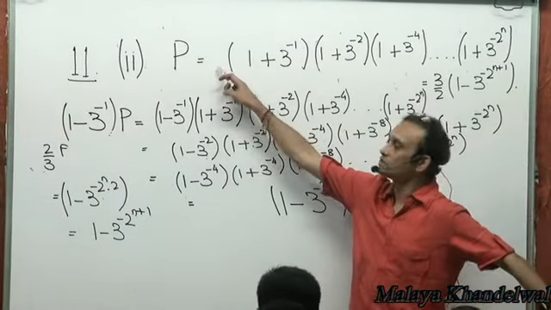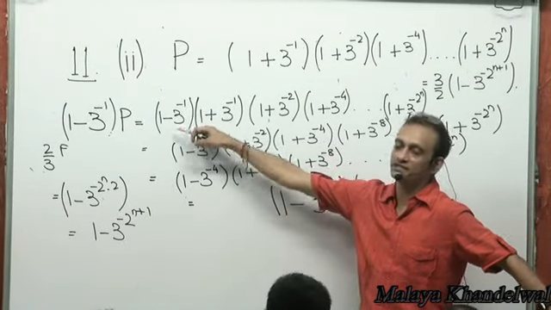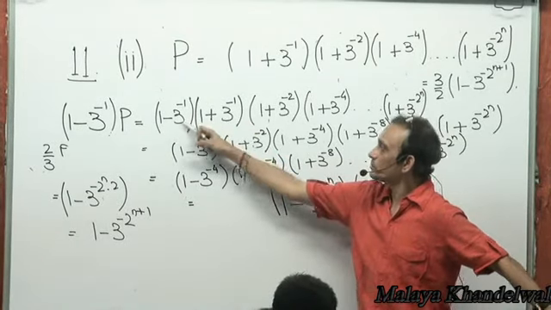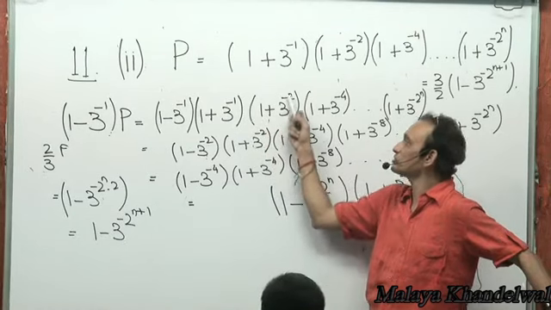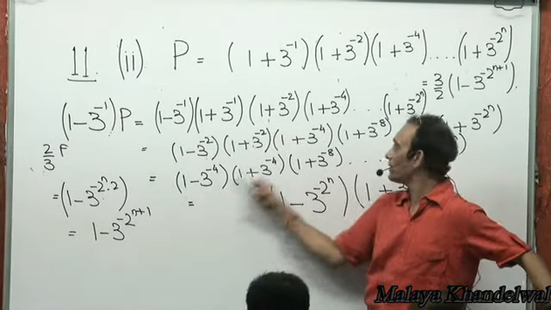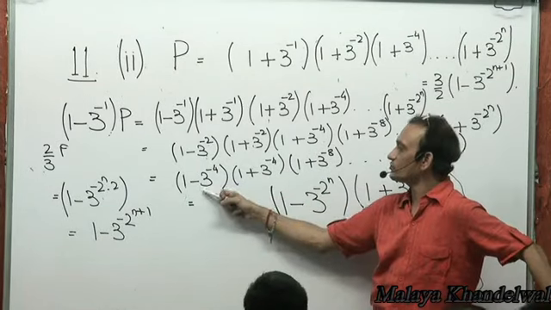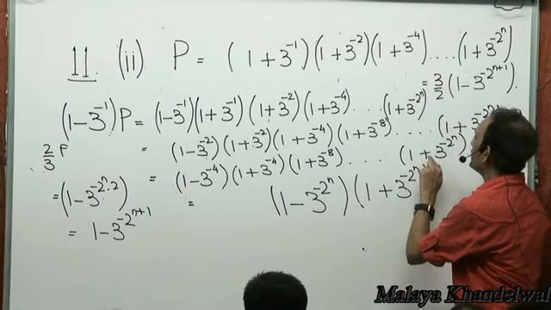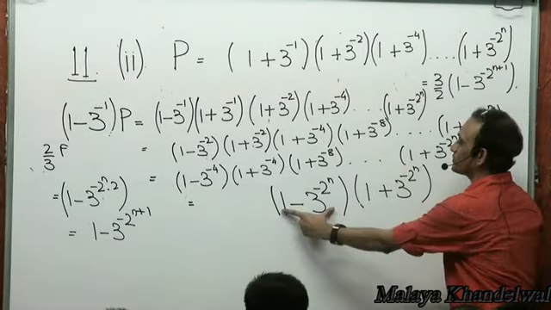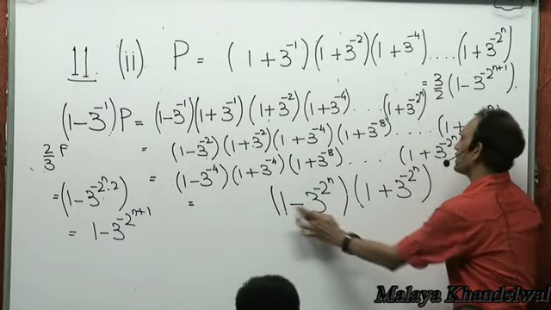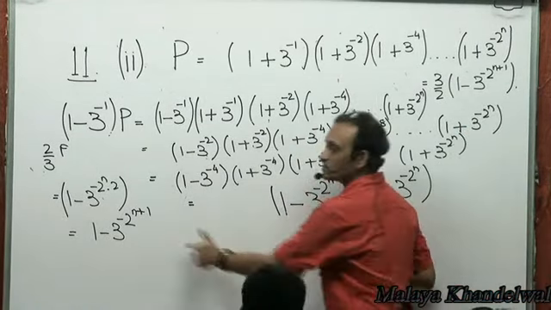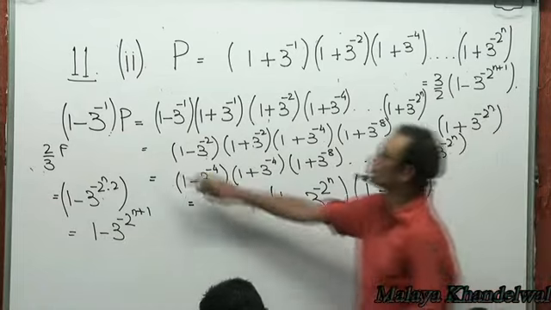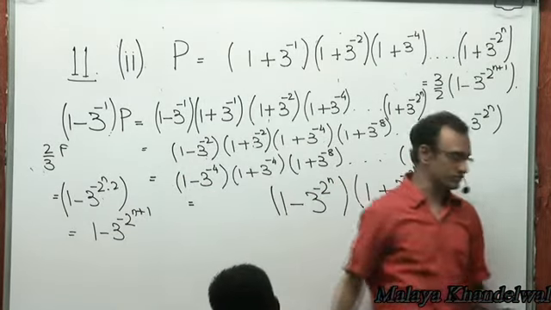All that I have done here is multiplied throughout by (1 − 3^−1). So a minus b into a plus b, a squared minus b squared. This becomes (1 − 3^−2) into (1 + 3^−2). That makes it (1 − 3^−4) into (1 + 3^−4), which makes it (1 − 3^−8), etc. Eventually, keep absorbing terms like this. Then the term that would appear just before this would be (1 − 3^(−2^n)). So a minus b into a plus b, which is a squared minus b squared, and so on and so forth. So that's all 2/3 P. The required P is going to be 3 by 2 of this.